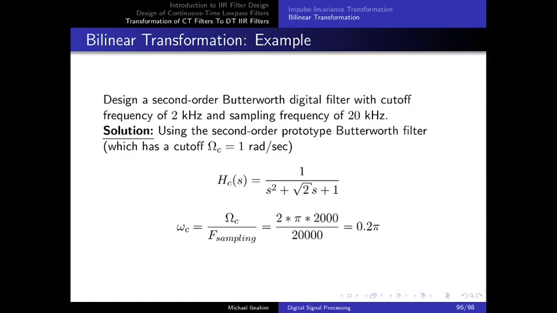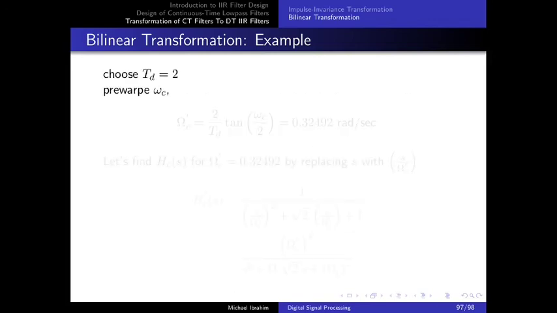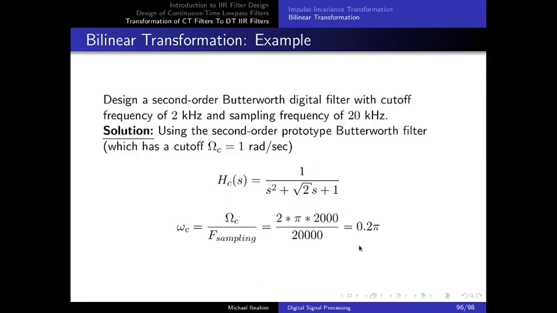But keep in mind, we have a highly nonlinear relation between lowercase omega and uppercase omega. So in order to have the digital filter with a cutoff frequency 0.2 pi, we need to pre-warp omega c first using this equation, 2 over Td tan of omega c over 2, which will give us a cutoff frequency for the continuous time filter of 0.32492. Now designing a second order Butterworth filter with this cutoff frequency and then applying the bilinear transformation will give us a discrete time filter whose cutoff frequency is 0.2 pi.